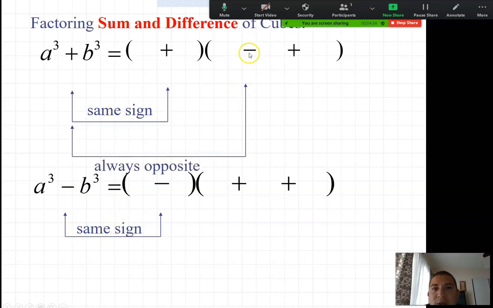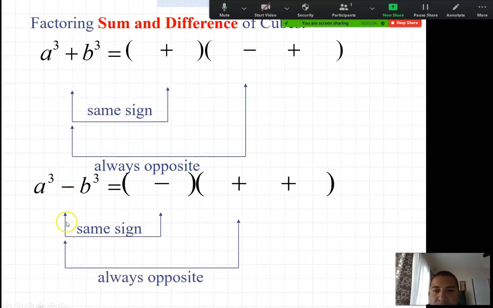Then notice that the second sign is always the opposite of the original. So if this is a plus, then you change it to a negative. If this is a negative, then you change it to a plus. And then notice the last sign is always going to be positive, no matter if you're dealing with sum of cubes or difference of cubes.